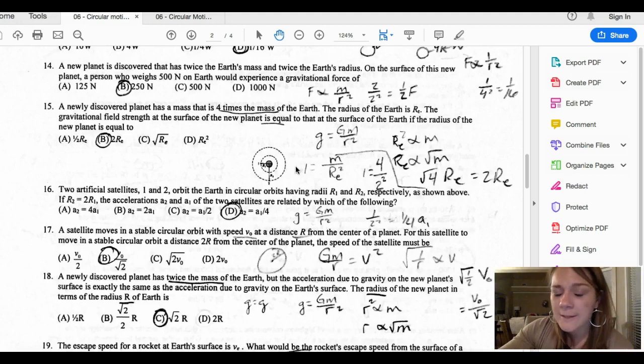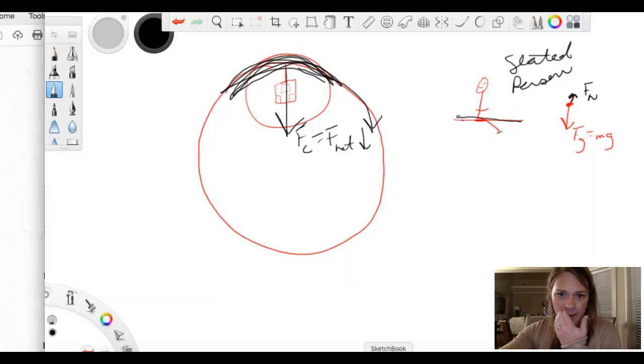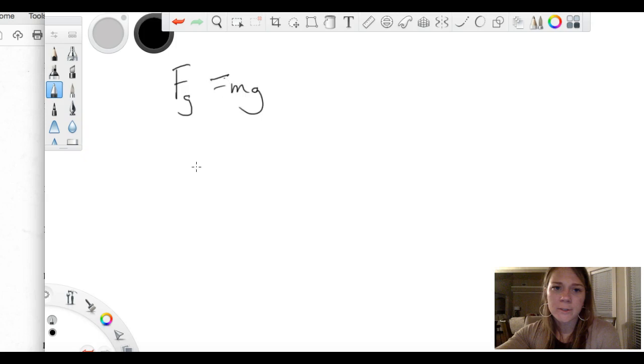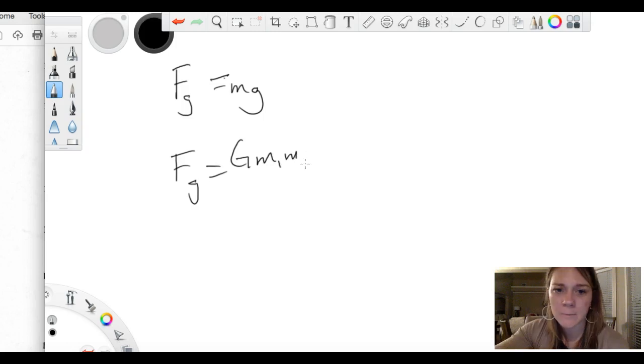So they're basically saying that it has 4 times the mass of the Earth, but that means that its g value would be 4 times that of Earth, because we already saw earlier that gravitational force has 2 equations, mg and big G m1 m2 over r squared. Whoops, the square goes on the top.